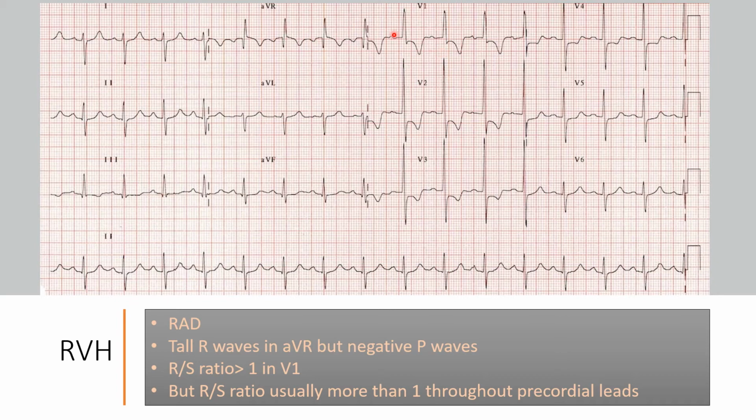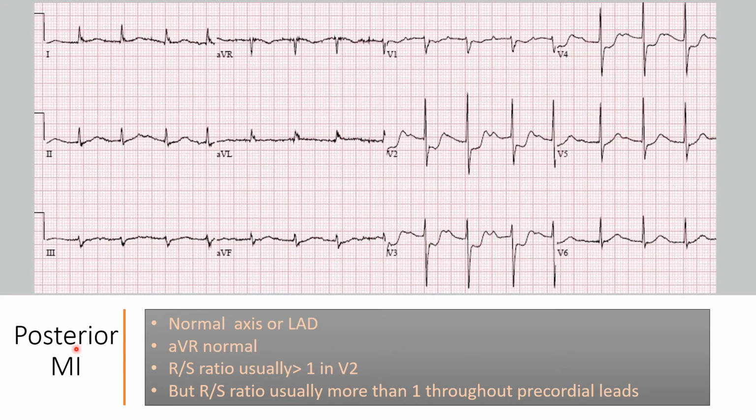So you can see some features of this EKG present in our EKG. But you can see some features that go against just right ventricular hypertrophy in our ECG. Another choice that was provided to you as an answer was posterior wall myocardial infarction.